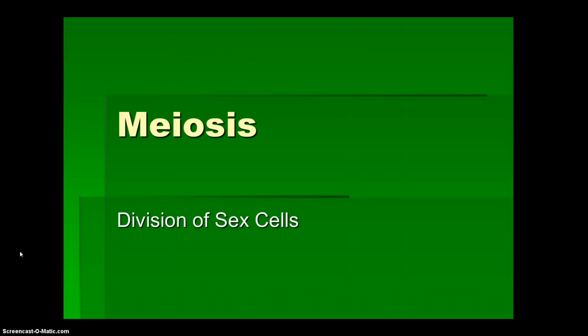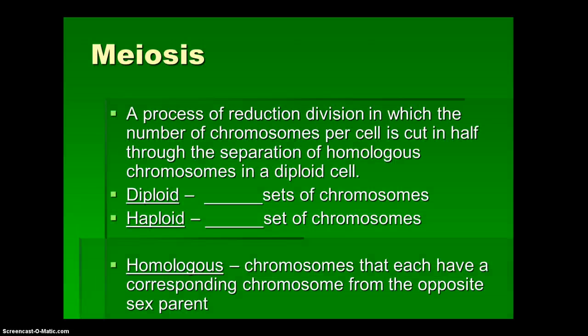So today we're going to talk about the production of eggs and sperm from germ cells. This is a little different than mitosis that we just learned about. This is meiosis. In meiosis, a process of reduction division in which the number of chromosomes per cell is cut in half through the separation of homologous chromosomes in a diploid cell.